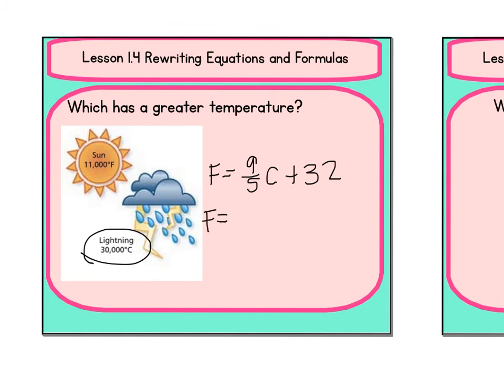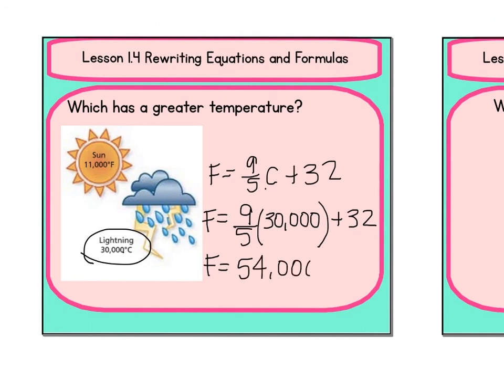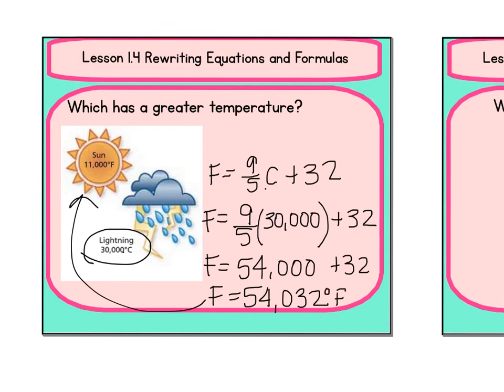So in this case, F equals 9/5 times 30,000, because the degrees Celsius was 30,000, plus 32. So we have to do 9/5 times 30,000, which gives us 54,000, plus the 32. So we get F equals 54,032, which is greater than the sun. So the lightning has the higher temperature.